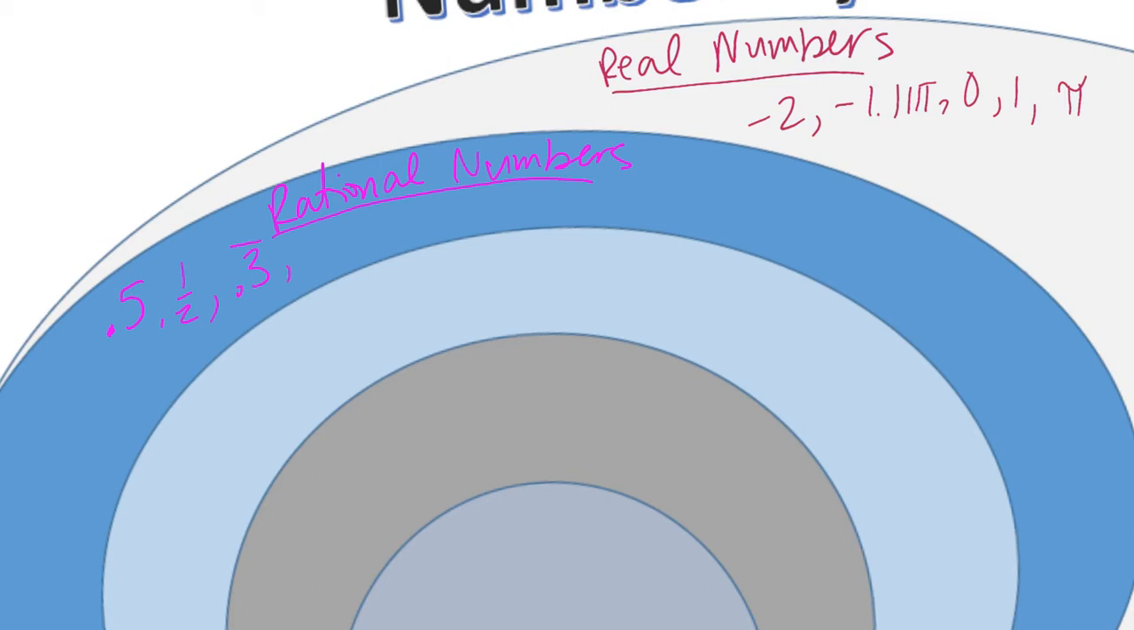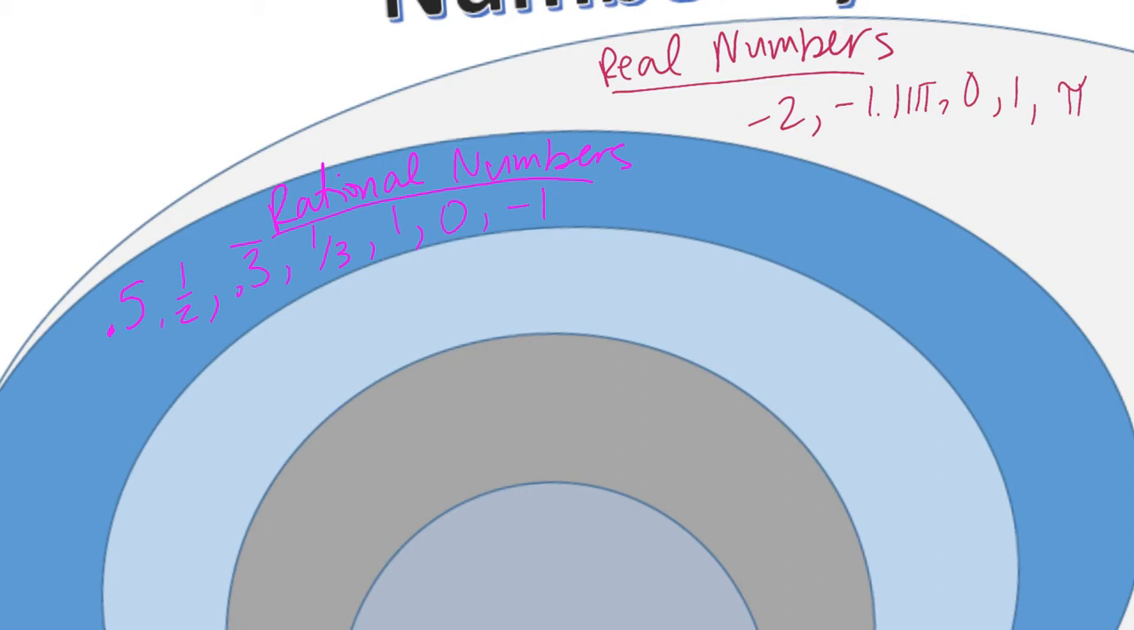0.3 repeating, because that would be like a third. Any even whole numbers, 1, that can be in there. Anything like that, 0, any of the negatives, -1, anything that can be written as a fraction. And remember, whole numbers can be written as a fraction as long as we put a 1 underneath them.